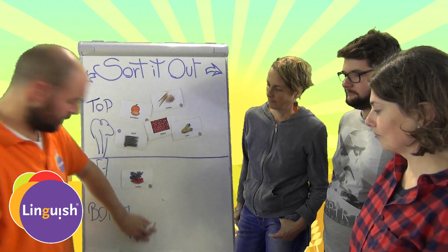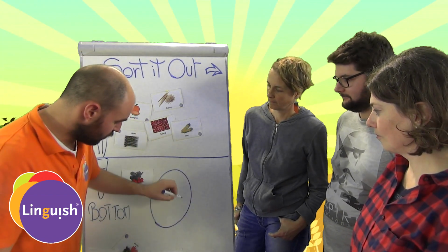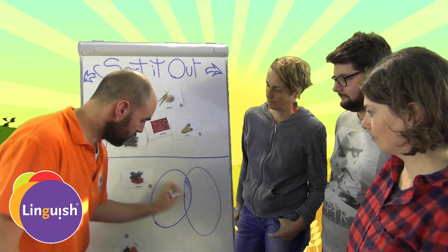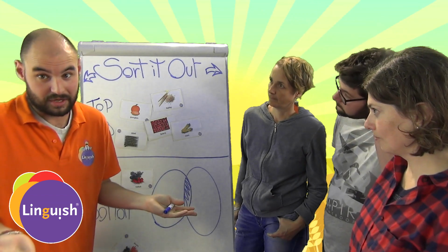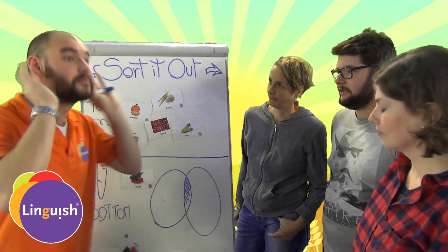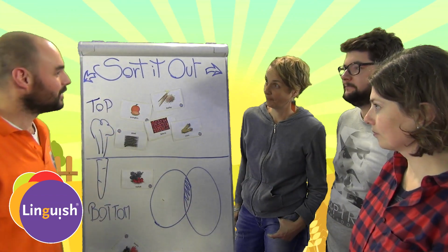So let's use a Venn diagram. What is a Venn diagram? Circle, circle, and an area in the middle where it's both, okay? And you'll say, it's both. Okay. Have fun with this game.